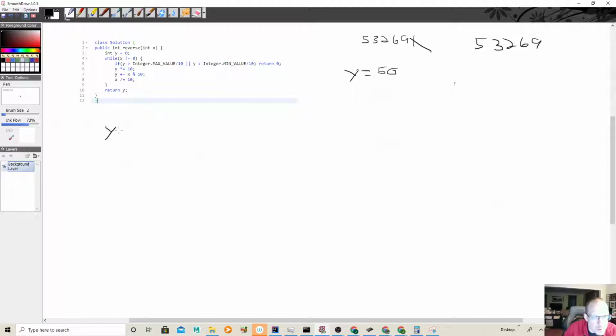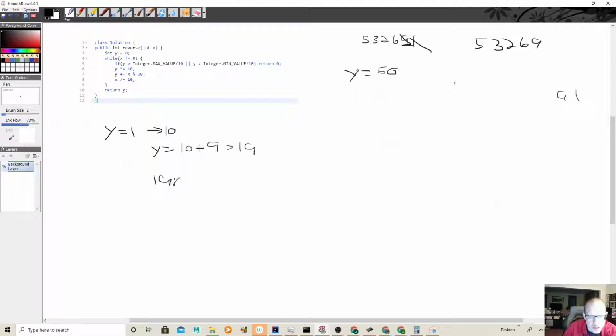Okay, so y was 1. And you're going to say, well, 1 times 10 is 10. So y is now going to be 10. Y is going to equal 10 plus the 9, which is 19. And if I were to reverse 91, I get 19. Really good. And then you're going to say, cut one off here. And then you can do that again.